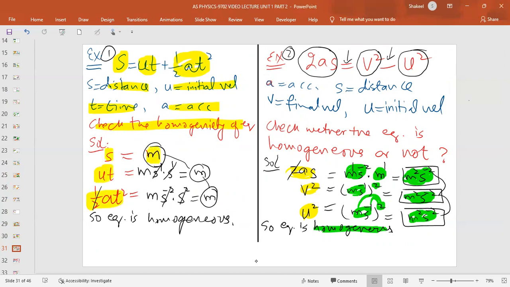So just put their units. S is meter, U is meter per second, T is second, so its unit is meter. And AT square, A is meter per second square, and T square is second square. Both second square cancel away, so it is meter. So as all the three terms have the same unit, we say that this is a homogeneous equation. In a similar way, you can work out the homogeneity of this third equation of motion.